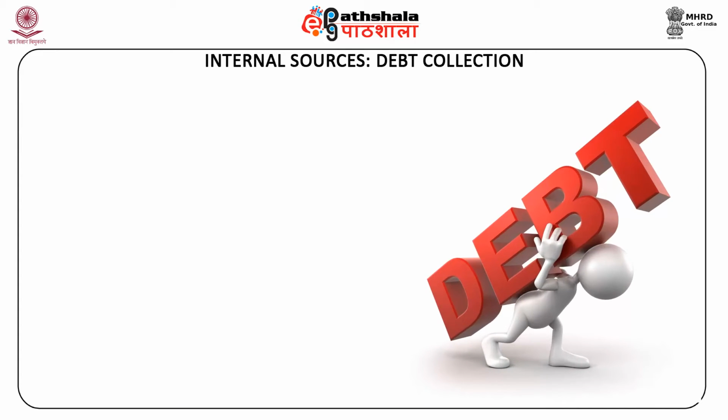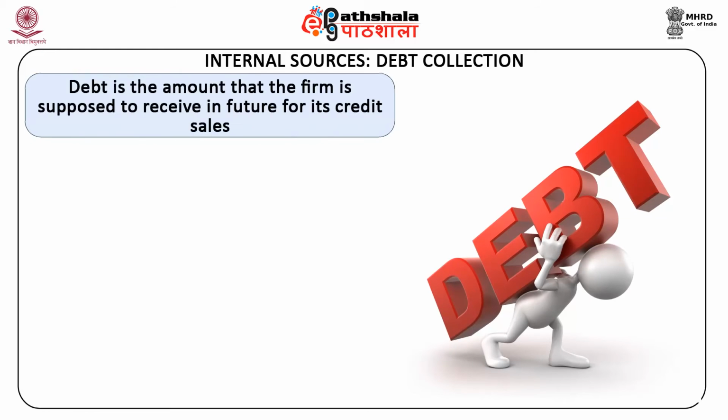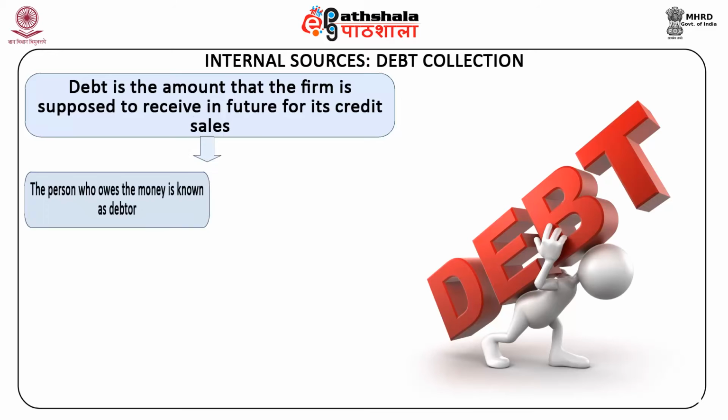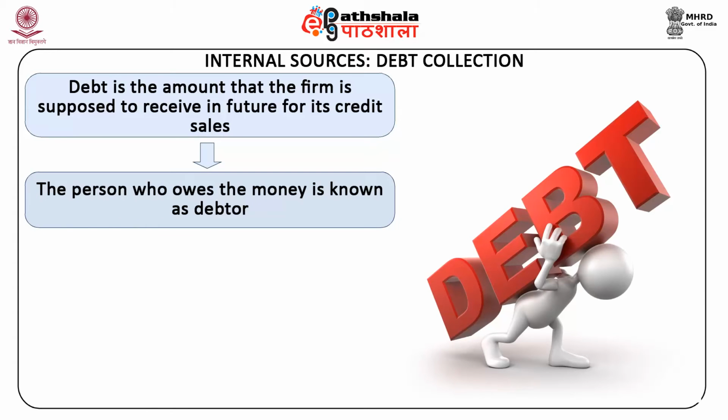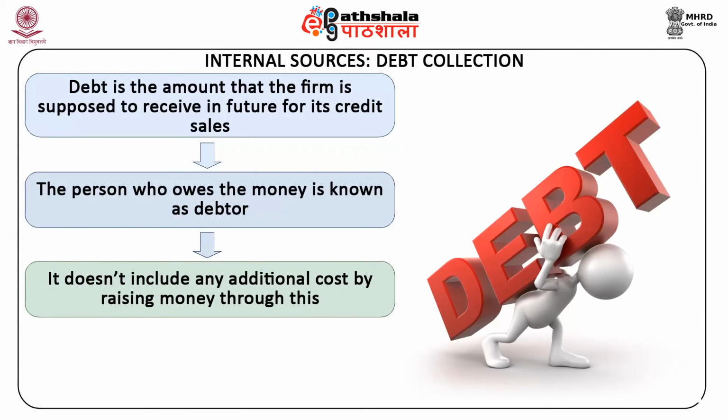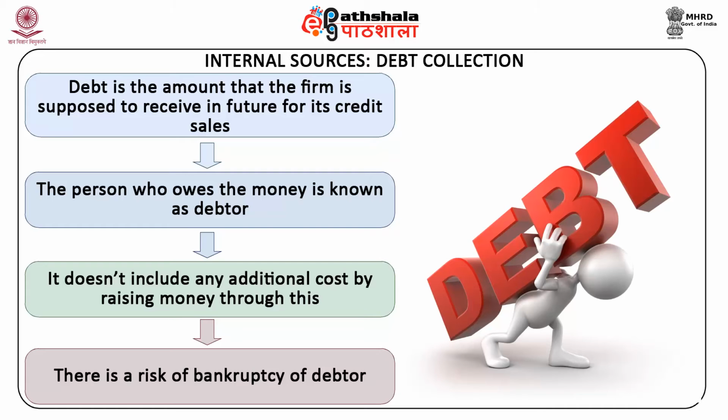Fifth is debt collection. Debt is the amount that the firm is supposed to receive in future for its credit sales, and the person who owes the money is known as the debtor. It does not include any additional cost for raising money through this. There is a risk of bankruptcy of the debtor. In that case, debts are considered as bad debts.